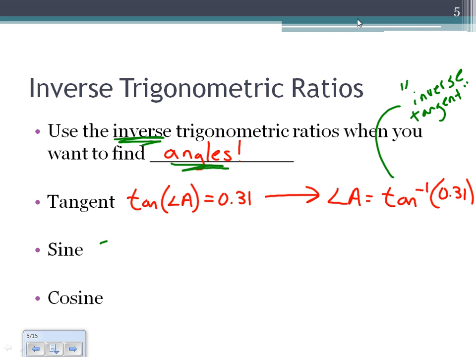So if I do the sine of angle B is equal to 0.78. Could you guys complete that if I wanted to find angle B? What would it look like? Julio? Angle B this time.